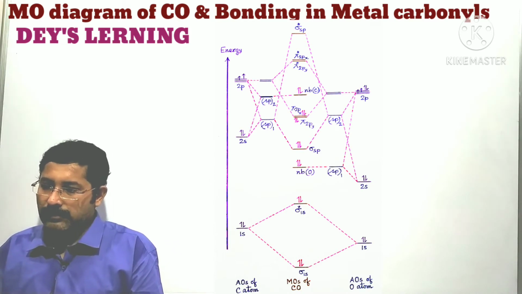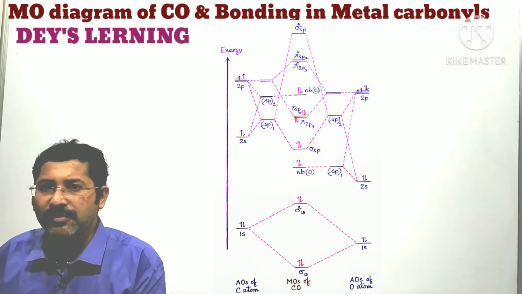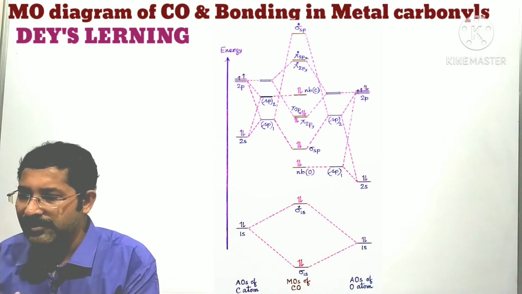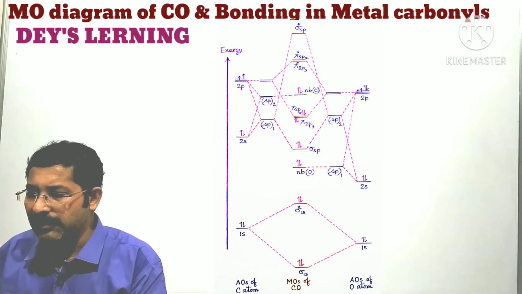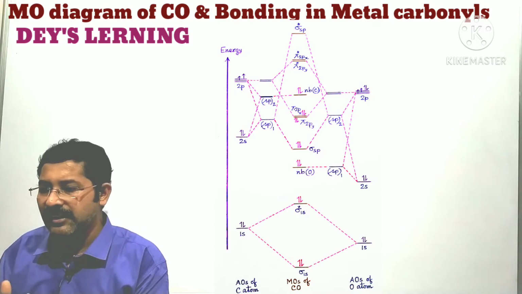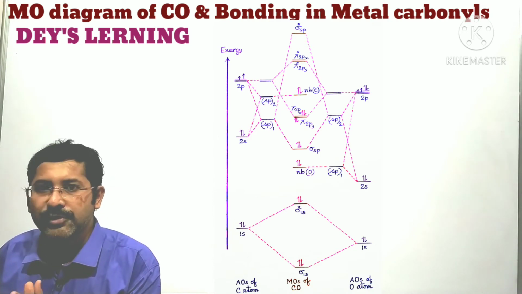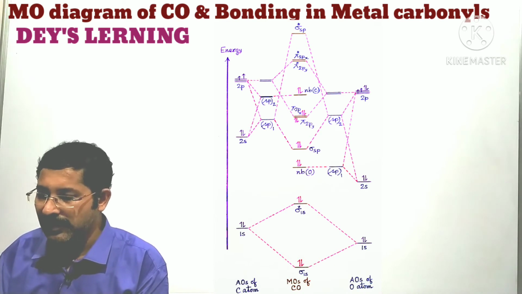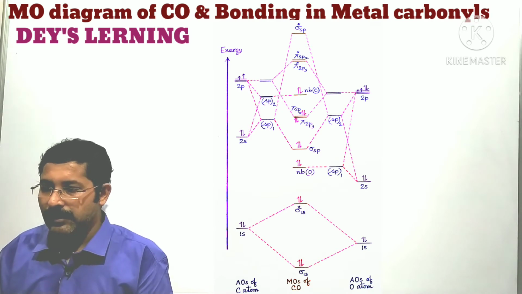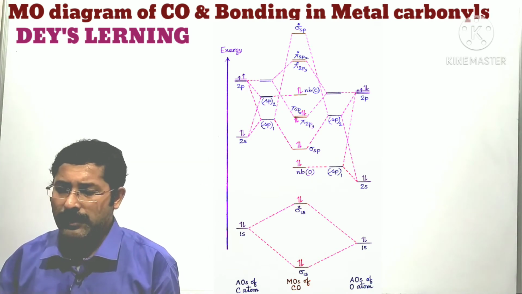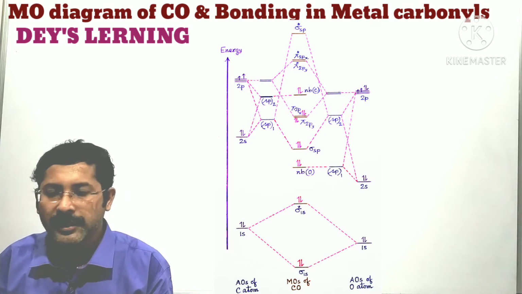So many properties of carbon monoxide can be explained on the basis of this molecular orbital diagram. In many books it can be interpreted in different ways, but this is the most authentic way to design the molecular orbital diagram of carbon monoxide. Now we have to calculate the bond order of carbon monoxide from this molecular orbital diagram.